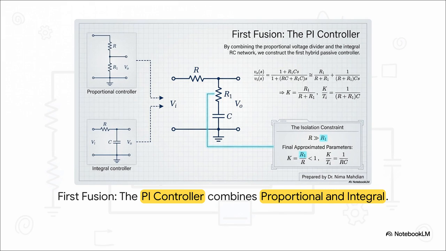It becomes VO(s) over VI(s) equals 1 plus R1CS, all over 1 plus the quantity R times C plus R1 times C times S. If we apply our approximations, it shakes out to R1 over the quantity R plus R1, plus 1 over the quantity R plus R1 times CS. This perfectly isolates our gain K and our integral time constant Ti.